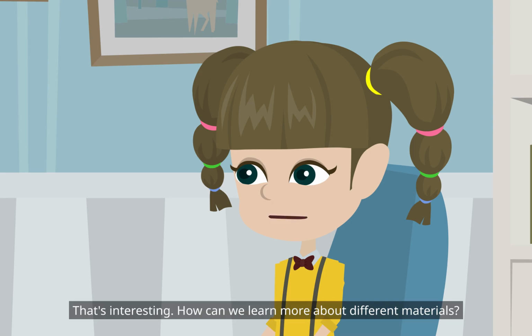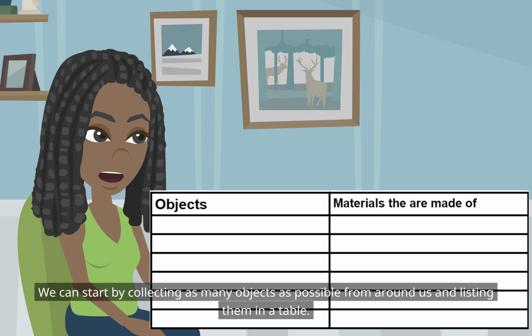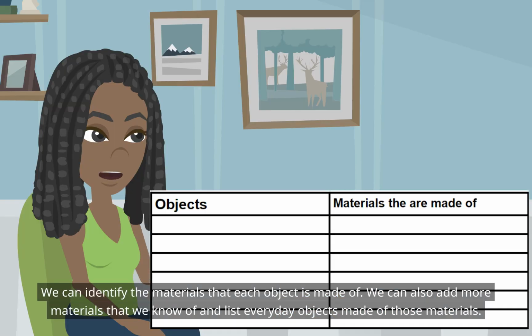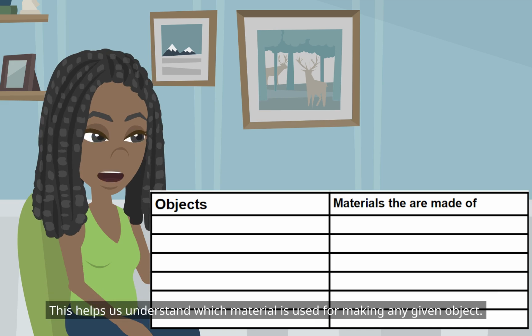That's interesting. How can we learn more about different materials? We can start by collecting as many objects as possible from around us and listing them in a table. We can identify the materials that each object is made of. We can also add more materials that we know of and list everyday objects made of those materials. This helps us understand which material is used for making any given object.